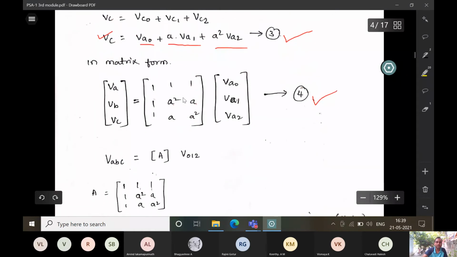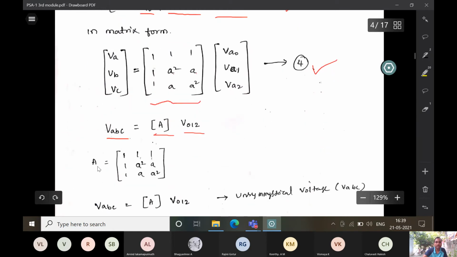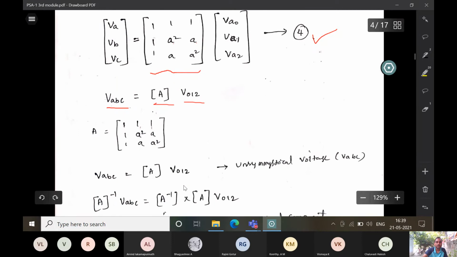So this is in matrix form, and we will call this the A matrix. VA, VB, VC you can write as V of ABC, and VA naught, VA1, VA2 as V of 0 1 2. So the A matrix is 1 1 1, 1 A square A, 1 A A square. VABC, the unsymmetrical voltage, is given by the A matrix into V of 0 1 2.